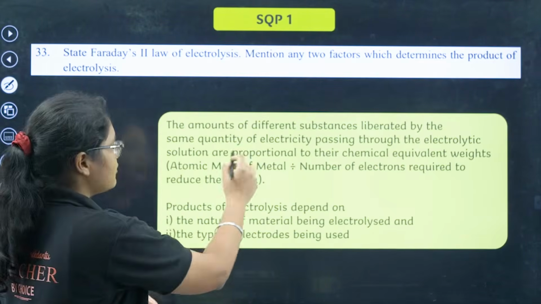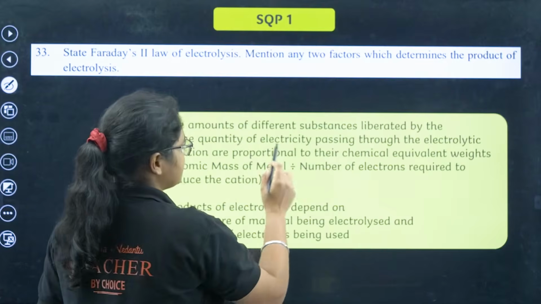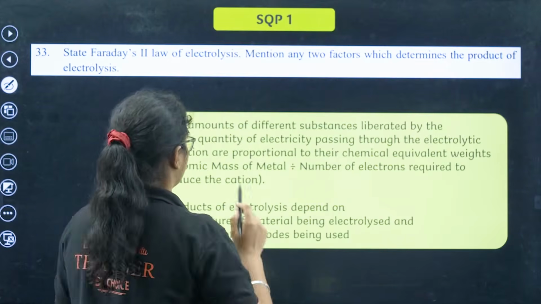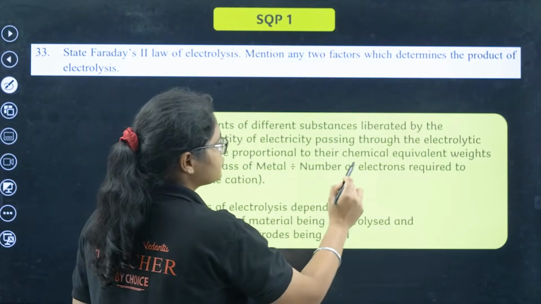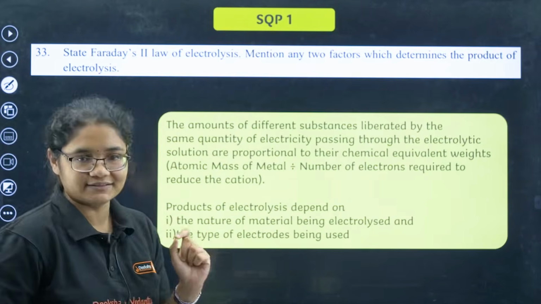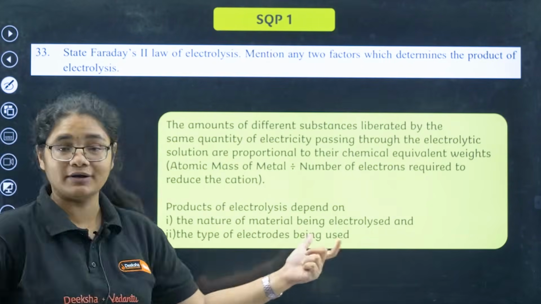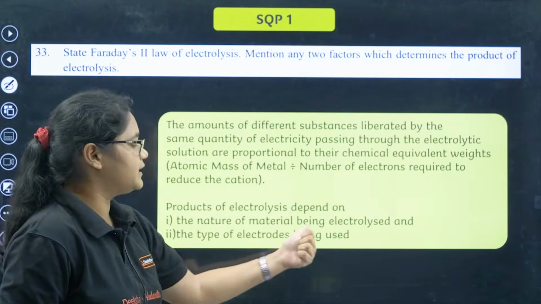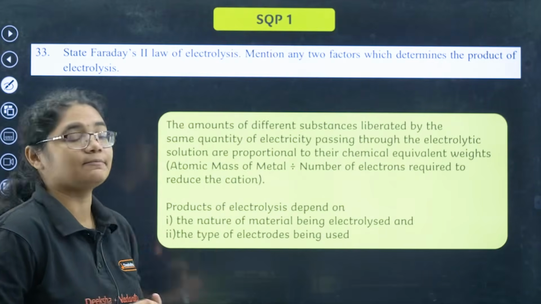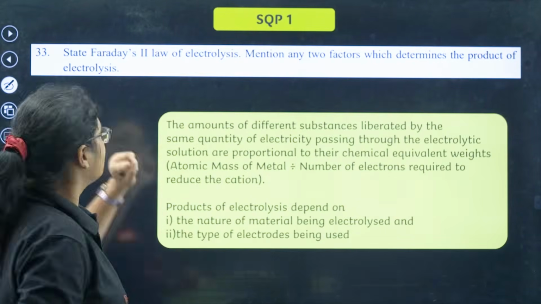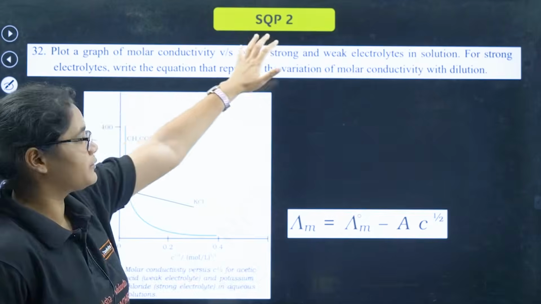Okay, so the amounts of different substances liberated by the same quantity of electricity passing through an electrolytic solution are proportional to their chemical equivalents. Next, products of electrolysis depend on the nature of the material being electrolyzed and the type of electrode being used. Now coming to the next, we'll go to sample question paper 2.